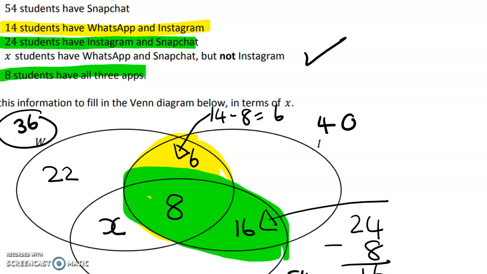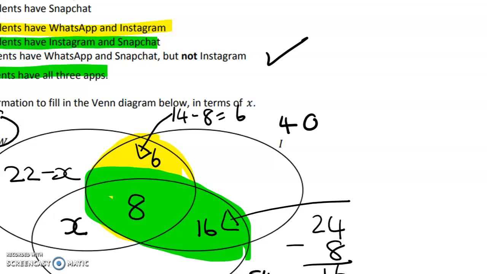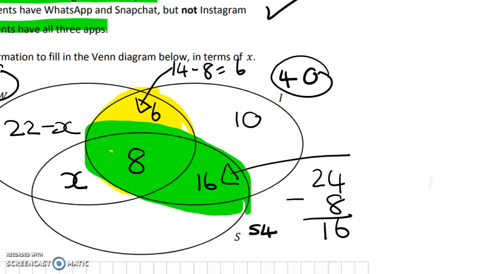And I'm subtracting x, aren't I? Because I don't know what x is, but I'm subtracting it. If I could take it away, I would, but I can't because I don't know what the letter is. So I'm just saying take away x. For the Instagram, I've got 6 plus 8 is 14, plus 16 is 30. So I take away those 30 from 40, which is here, and I get 10 left. 10 of Instagram only. And the same for Snapchat.